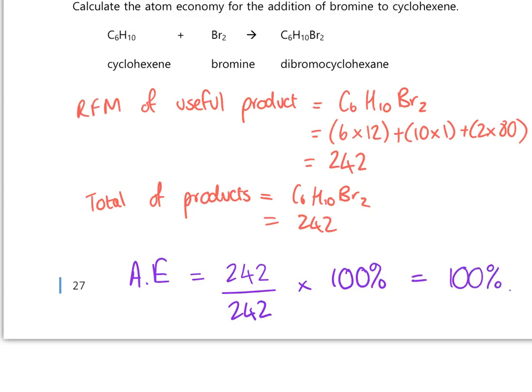So listen up please. This is actually a really important point that we can learn from our atom economy. In reactions where there is only one product, the atom economy will always be 100% because all the atoms have been incorporated into that one product. So if there's only one product of a reaction, it's actually the most efficient or economical atom-wise. It might not be a 100% yield, so it might not fully convert to that.